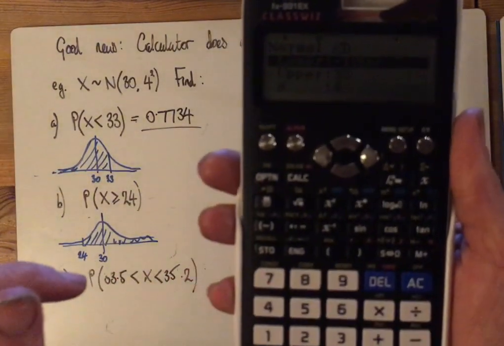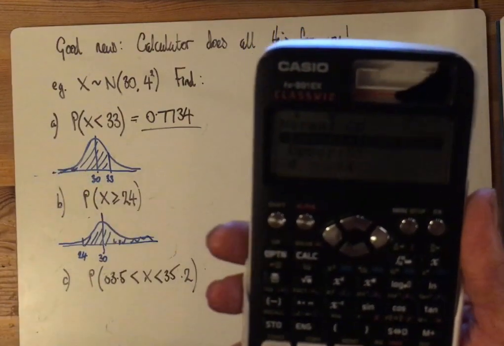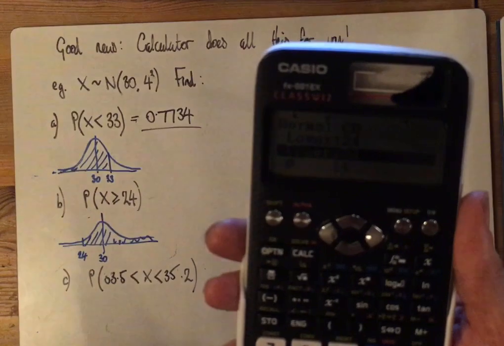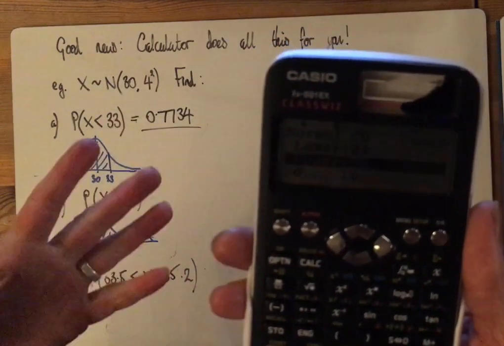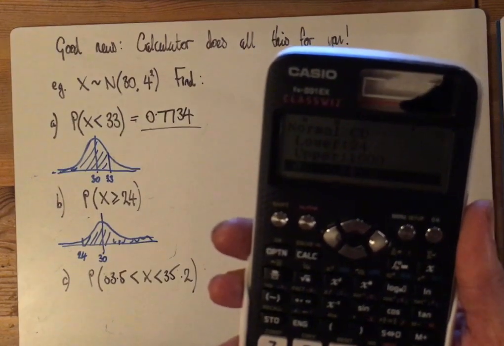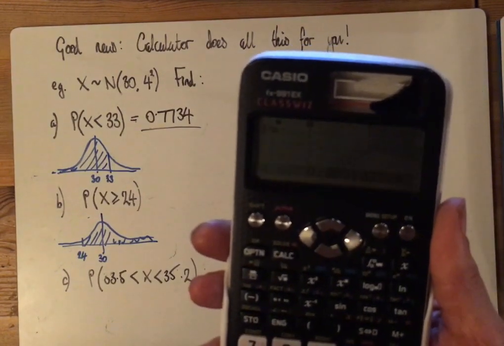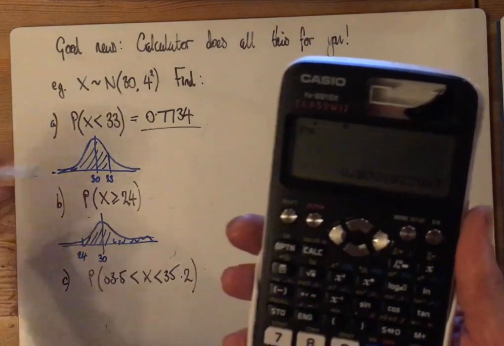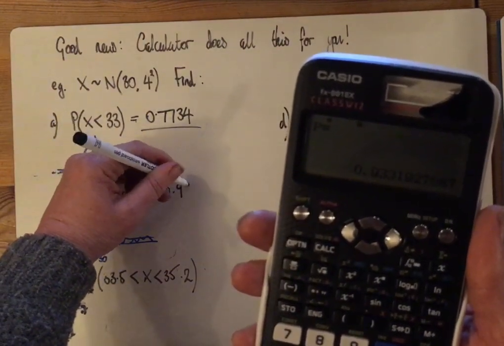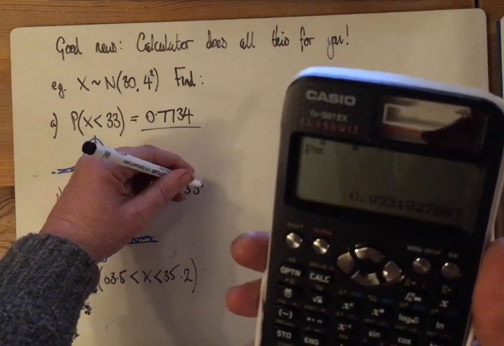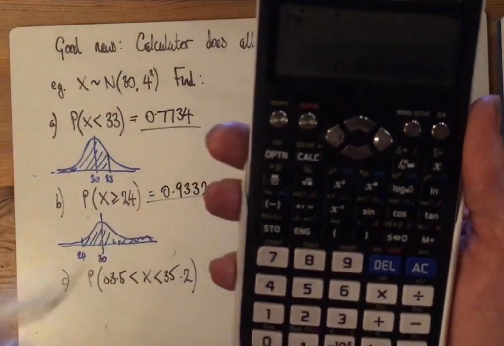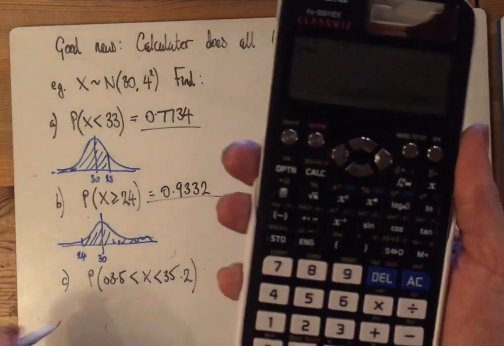Lower limit is 24. I'm sorry, this has come out quite dark. 24 equals upper limit. I need to go 30 plus 20, at least 50, but you might as well just chuck in a big number. So I've just put in 1,000. Standard deviation and the mean are saved from the last question, and I get 0.9332 for that. I can hardly read this myself, so you might want to just work along with me on this.